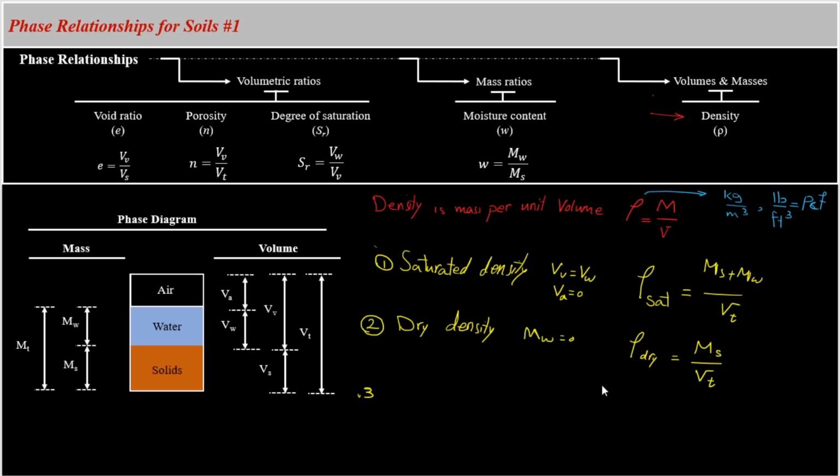And then the last one is the submerged density. I'm going to make a separate video to explain the buoyancy effect and the submerged density, but for now let's just say the submerged density is shown by rho prime and is equal to the saturated density minus the density of water.